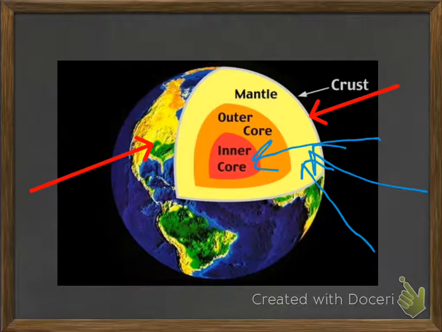The heat of the core and mantle helps shape Earth's crust. The surface of the crust includes Earth's land areas as well as the ocean floors. So the ocean, you'll find, is on top of the crust as well.